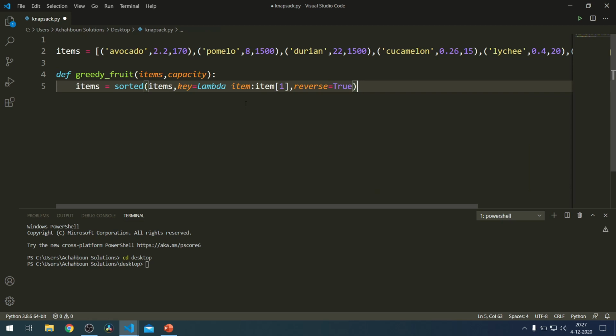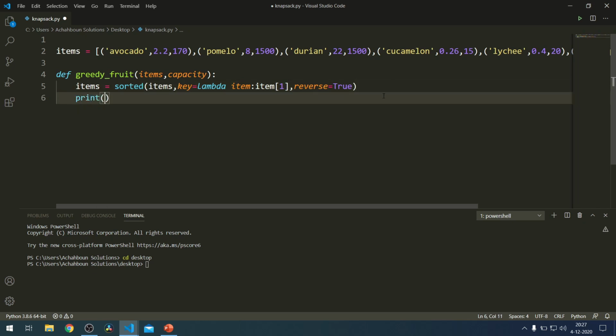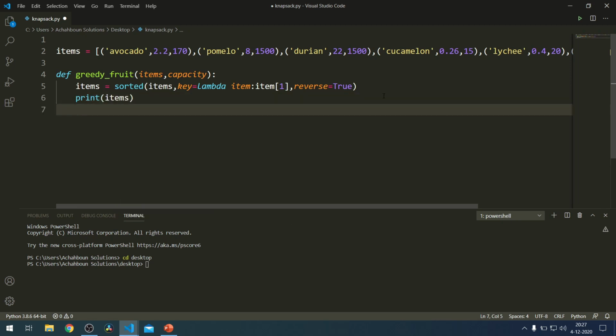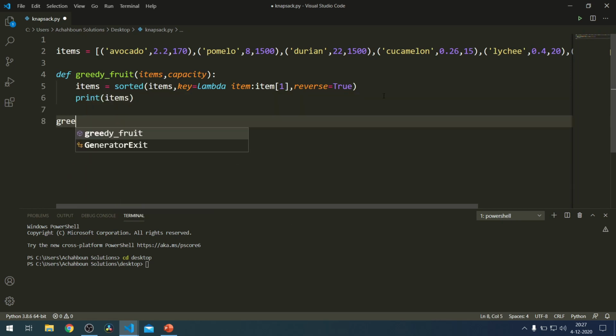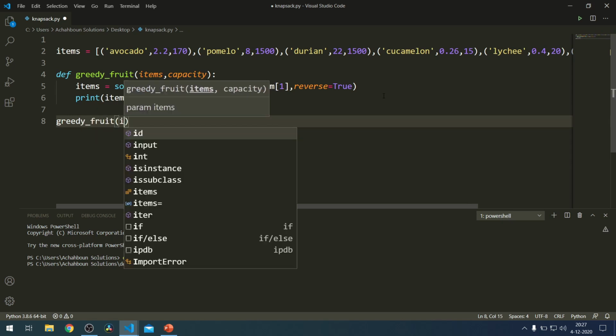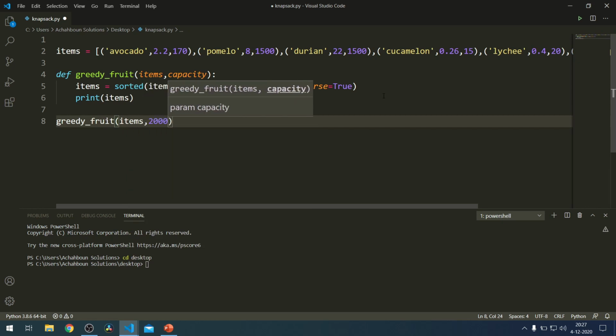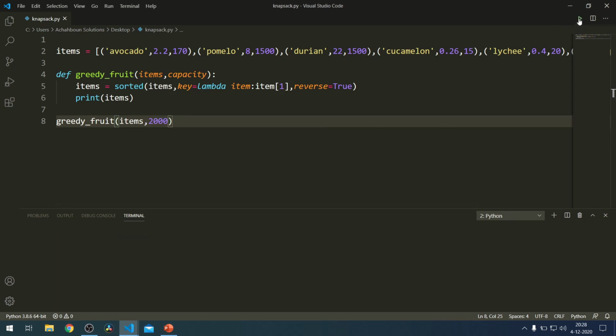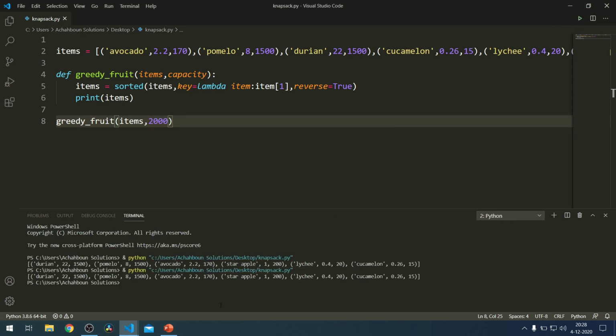And basically if we look at this list now, we would have a list of items that would be sorted based on the profit or the value of the item, right? And we can just simply check this if we wanted to see that that does actually happen. So I'll just call the function greedy fruit. I'll pass in items, and I'll pass in our maximum amount that we can carry, and then I'll just run this, right? I clicked it twice, no problems.